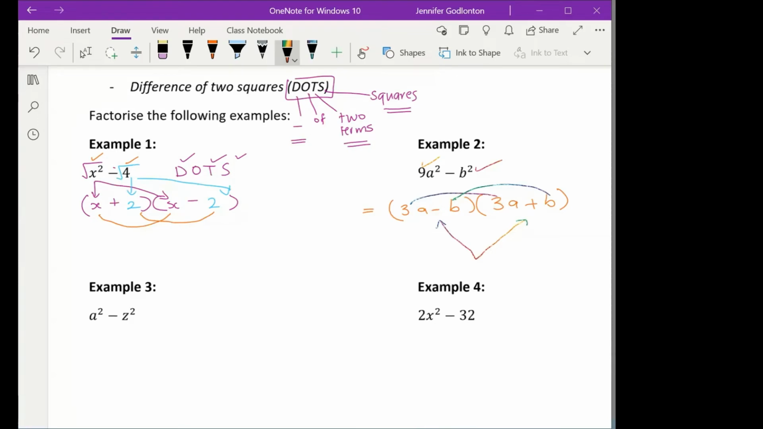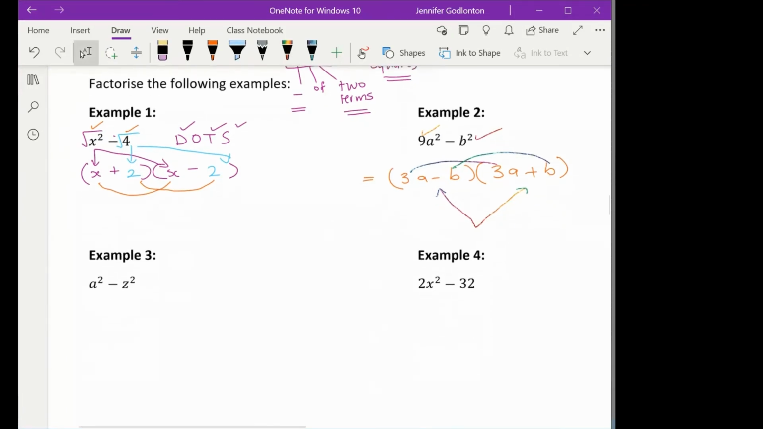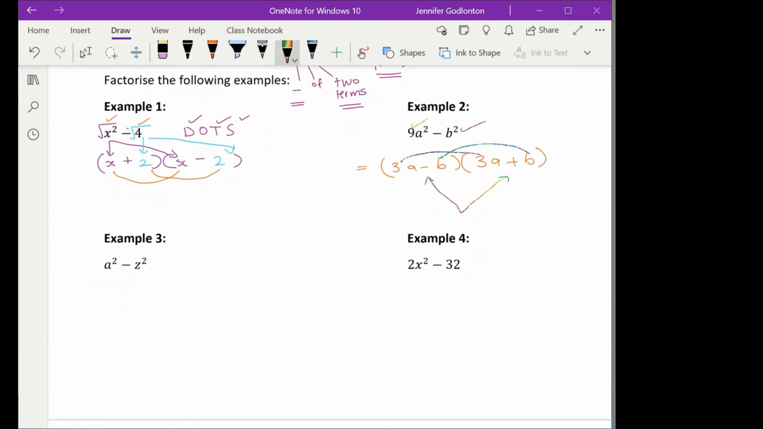Do I have a question coming in? I hear someone's unmuted. Ma'am, can I do example 3? Yes, I'd love it for you to do example 3. Ma'am, so you're going to have 2 open brackets. And are you doing example 4? No, ma'am, 3. Oh, so when you say 2 open brackets, you just mean what I've written over there. Yes, ma'am. Okay, I hear you. And then you're going to have a minus z and a plus z in the other bracket.